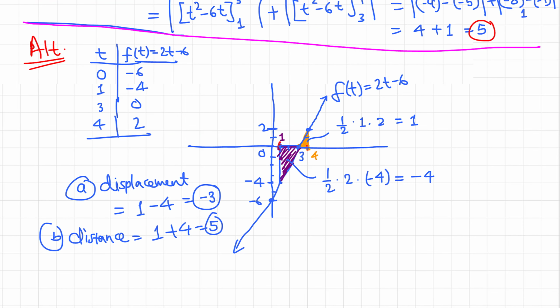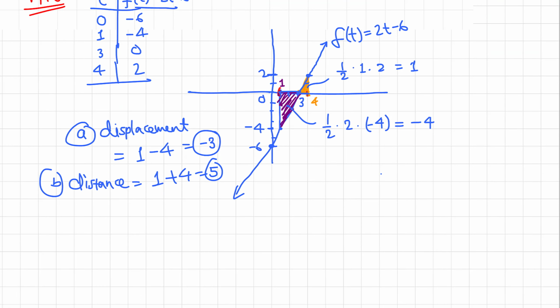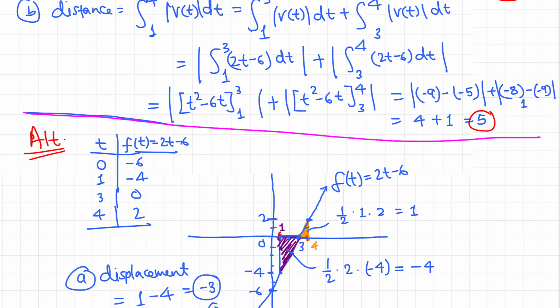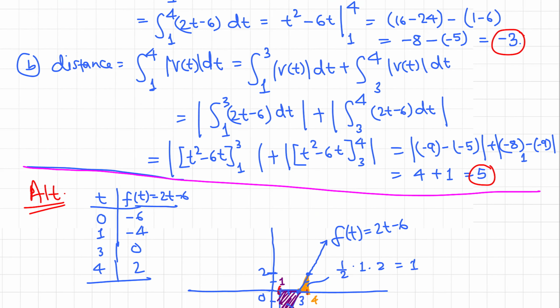But if this function is not linear like 2t minus 6, then we cannot use this alternative way because we don't have triangles, and then we cannot find the area. So the first one always works for any function.